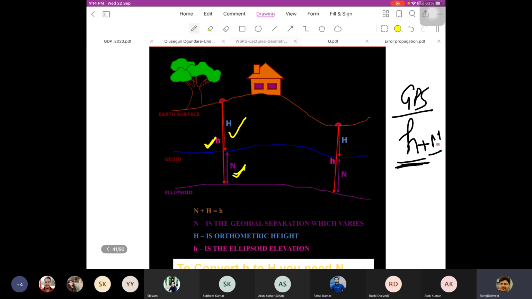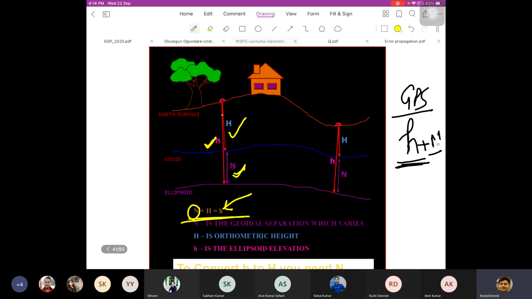If this angle is very, very small, the deflection of vertical is not much. So considering that the deflection of vertical is small, this relationship could be established. That means capital H plus N would be the ellipsoidal height. So if you have this h value from the GPS, which is very quick nowadays, you switch on the button, take the reading, and you will get this h value, the ellipsoidal value.